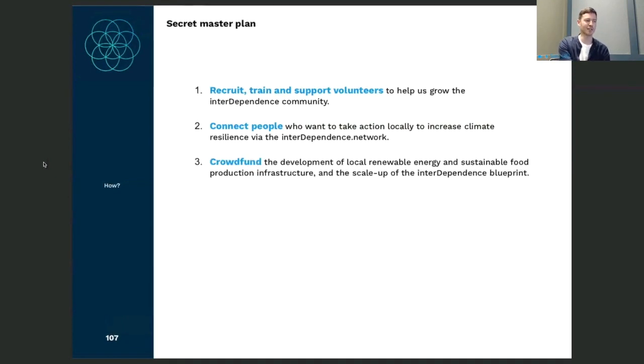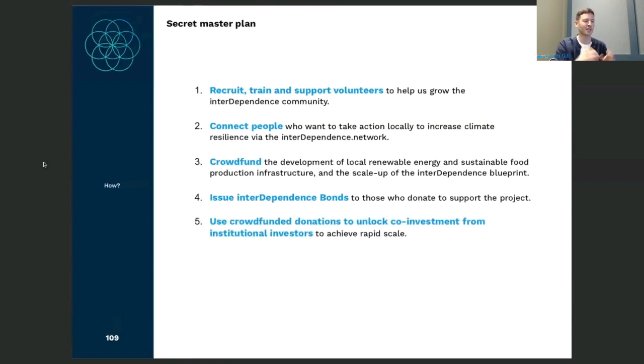To then crowdfund the development of sustainable infrastructure assets. So that's donations from private individuals. To then issue interdependence bonds in exchange for those donations, which hold a value because they're based on the value of the assets. And then to use that money that has been donated to unlock co-investment from institutional investors who really do hold the vast majority of the world's capital. And that's how we will achieve scale.